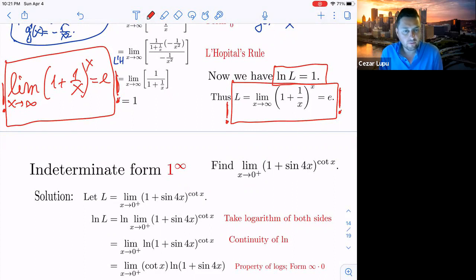As x approaches 0 from the right, cotangent of x will approach infinity, and ln of 1 plus sine of 4x will approach ln of 1, which is 0. Great. So we have to make it look like 0 over 0 or infinity over infinity. We have two options here. We can go with infinity over infinity, or with 0 over 0. But I can deal more easily with 0 over 0 because I can take the cotangent on the bottom and write it as 1 over cotangent, which is tangent. So I can write it in this way.